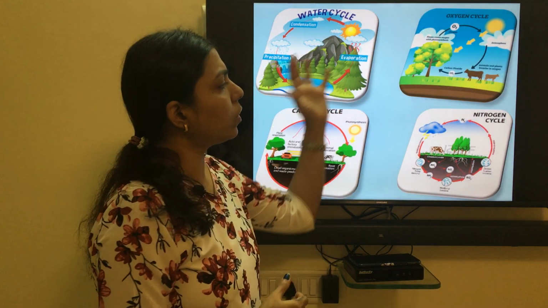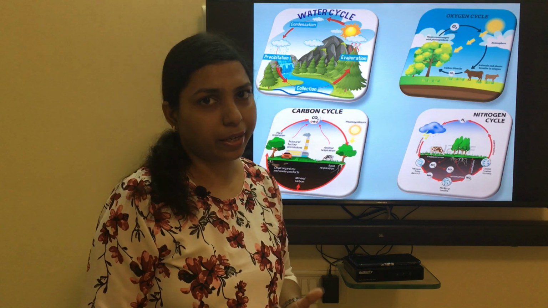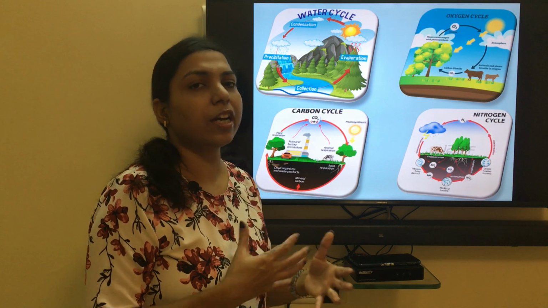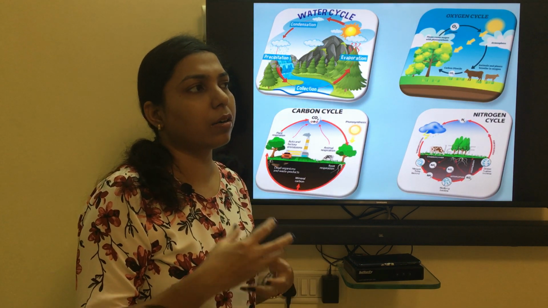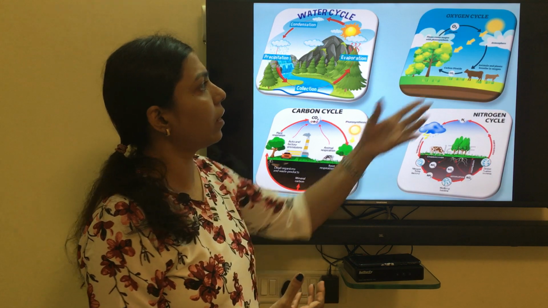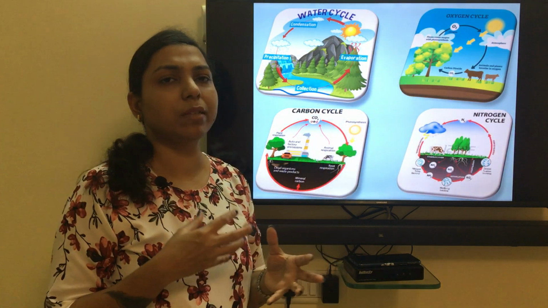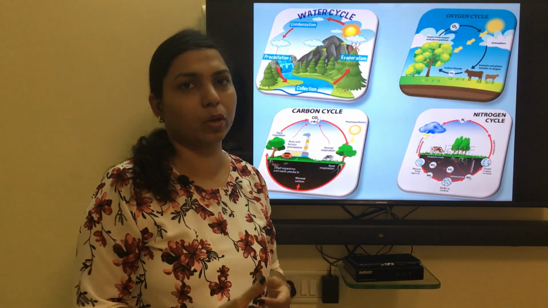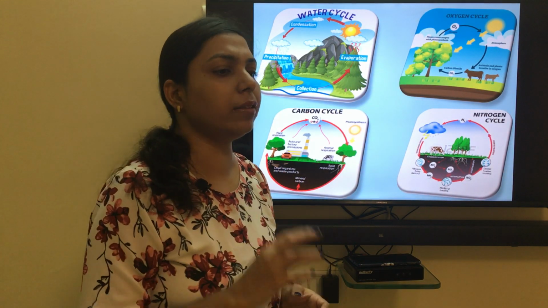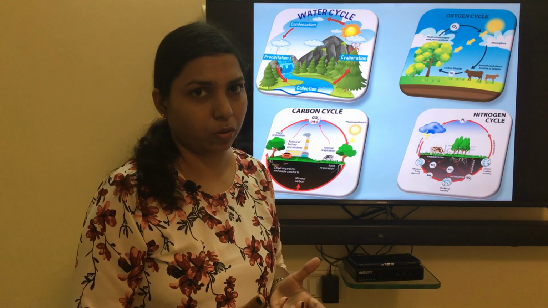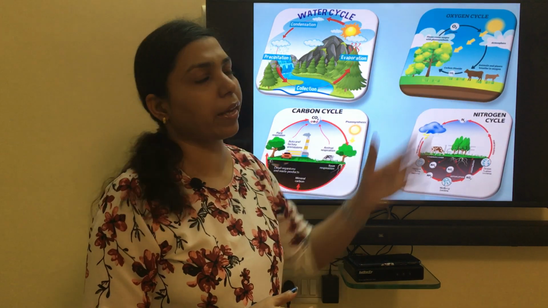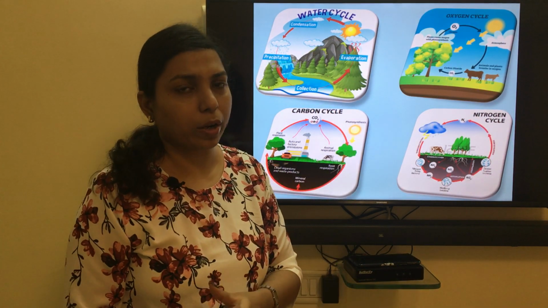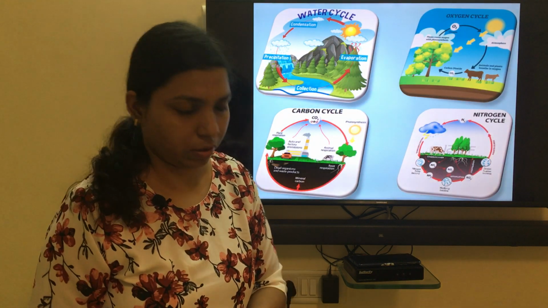Okay, so these cycles are definitely required by the environment because they keep a constant check between the different elements, like you can say oxygen, nitrogen and carbon. It keeps a check with regards to these elements and makes sure that these elements are present in the proper composition in the air. Because if any of these things increase or decrease, it will directly affect all the living and non-living things which are present on the earth.